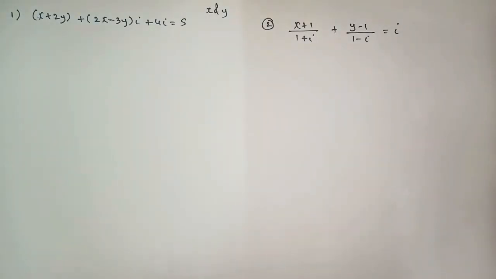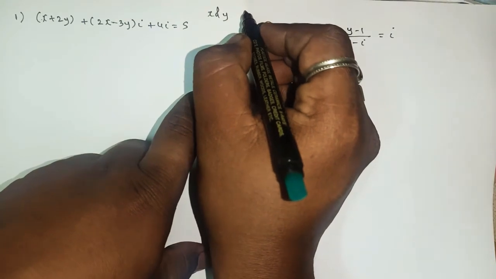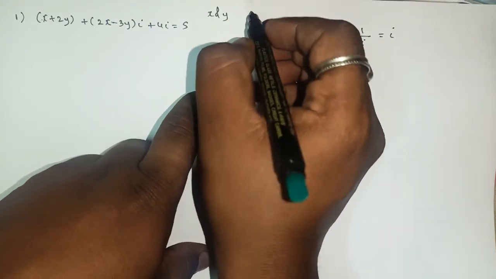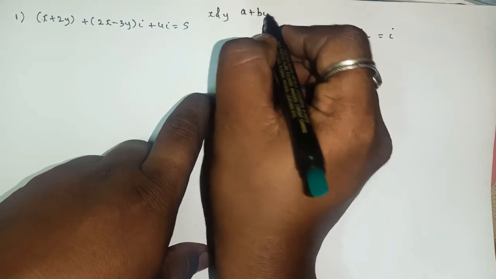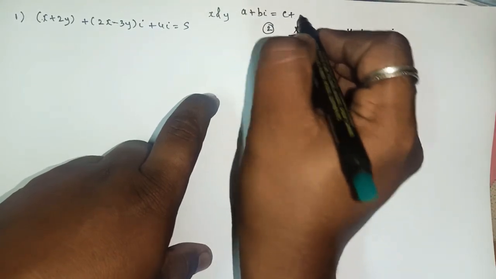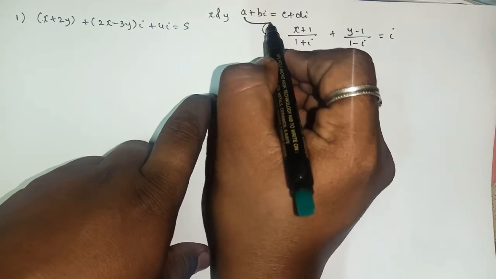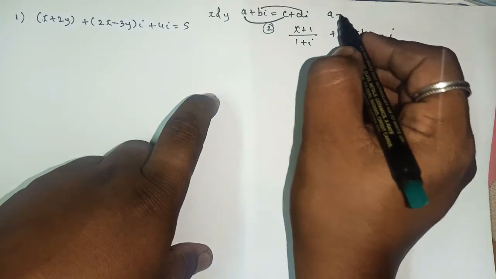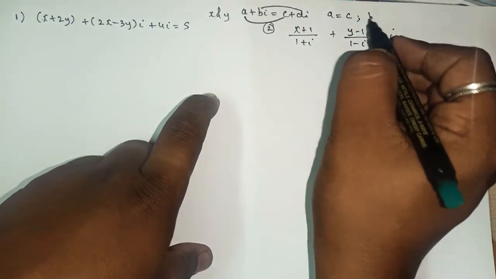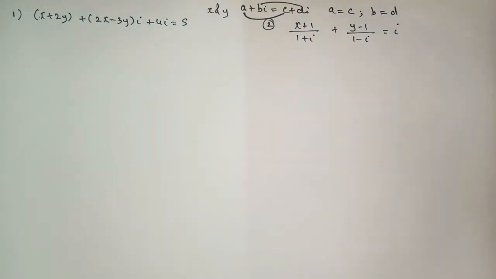in the last video lecture also, just by equating the real numbers and the imaginary numbers, by converting the left hand side as a plus bi and the right hand side as c plus di. So comparing, equating the real and imaginary parts, your a will be equal to c and b will be equal to d, where you will get some equation type sums.